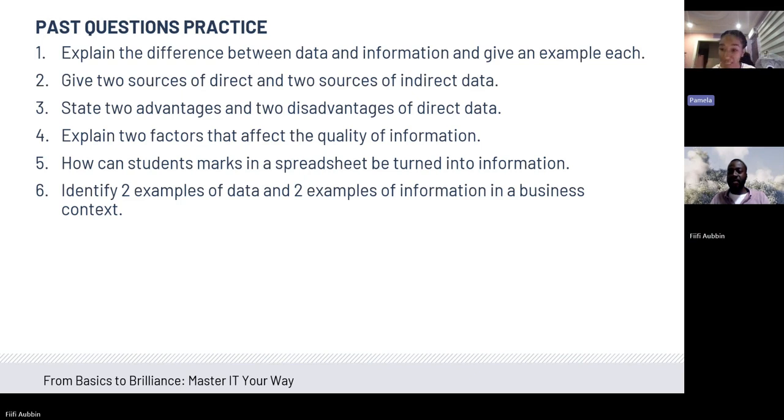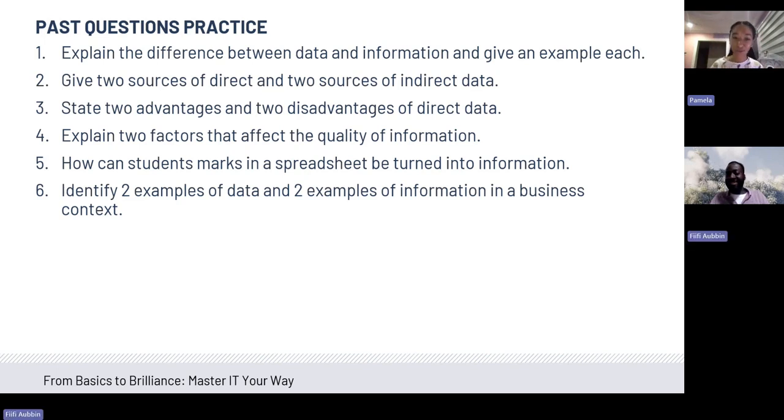An example of data is 12.99, the price of an item. Or PR3SJ is the license plate of my car. Me processing that license plate number and saying it's my car becomes information that I'm relaying to someone. So that is the difference between data and information.